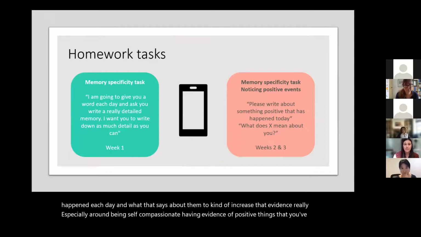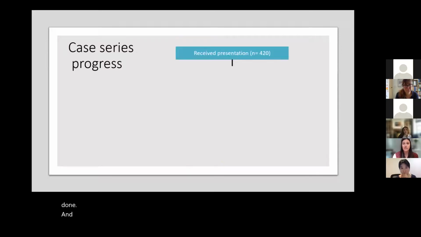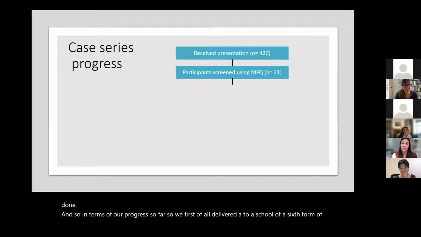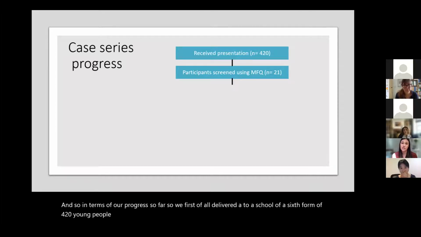So in terms of our progress so far, we first of all delivered a presentation to a sixth form school of 420 young people. It was a more general presentation on well-being, but also about the study, letting them know about it if they were interested in taking part.